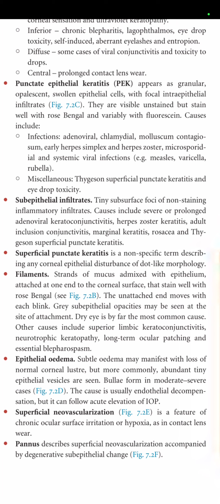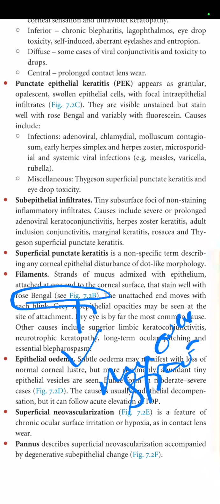Now filaments are very important. It is a major sign that can be found in dry eye, in cases when there is an autoimmune disease. So what are filaments? Filaments are the strand of mucus admixed with epithelium attached at one end to the corneal surface that stain well with the rose bengal. So see, filaments also stain with the rose bengal. Why? Because rose bengal stains the dead tissue. So basically it is a mucus strand or mucus discharge that gets attached to the epithelium.